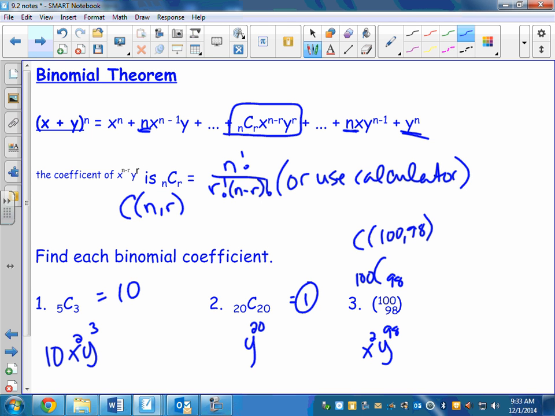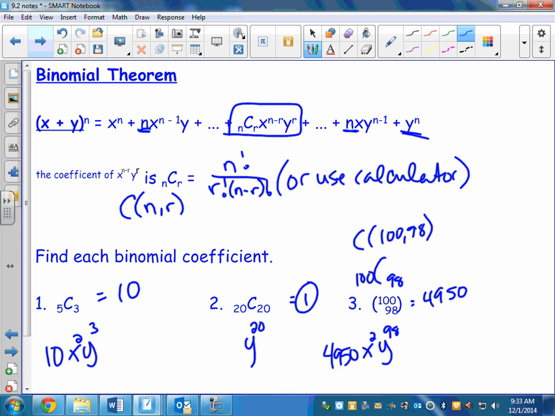Ooh, I bet your calculator says overflow error. Does it say overflow error? It's not that big of a number. If you try to do 100 factorial, it will say overflow error. So what does that number represent? That would be the number that goes in front of this.